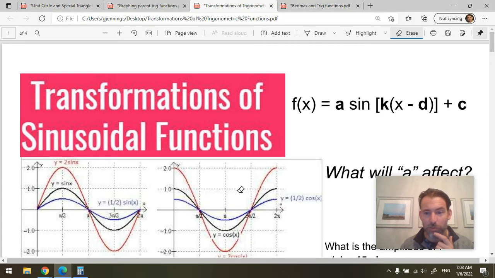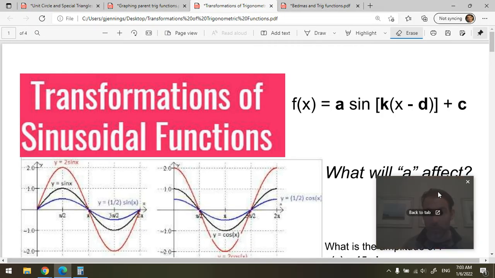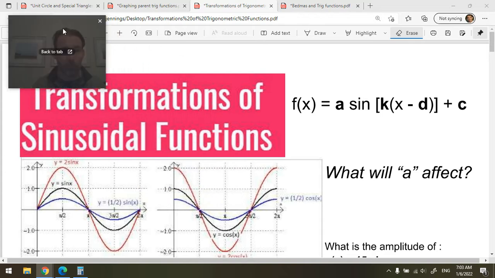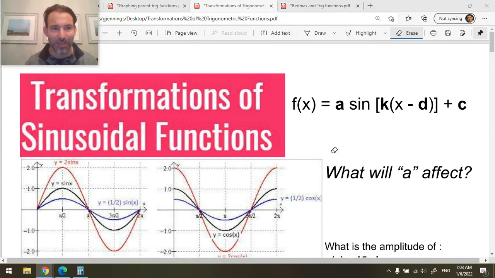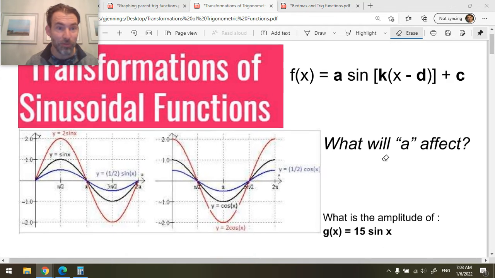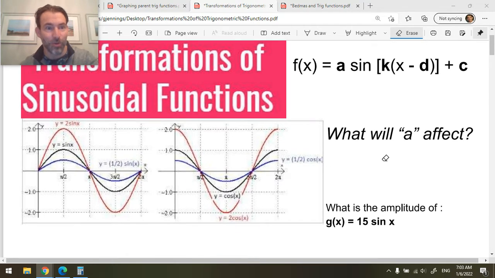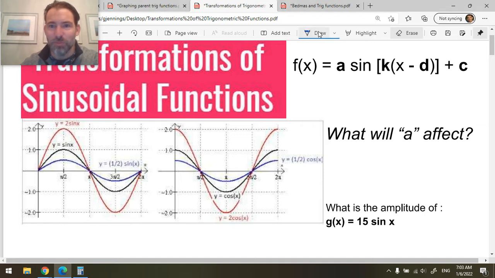So from your Desmos investigation, we already have a lot of the answers to these types of questions. So I'm going to go through this rather quickly, but we'll take a look at how the A, K, C, and D affect amplitude, phase shift, period, and horizontal axis in a more specific mathematical way. So we noticed that A affected the amplitude of these functions.